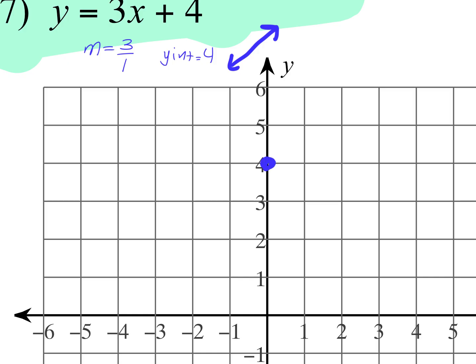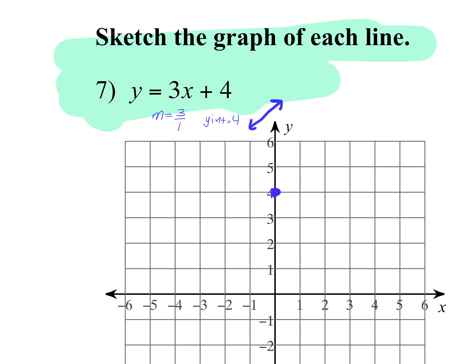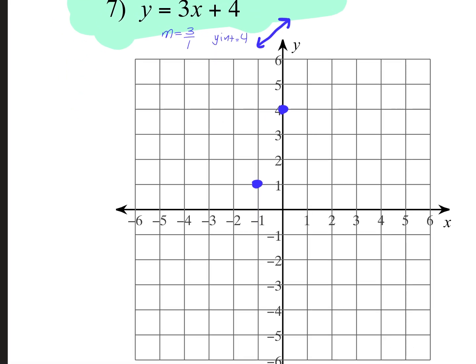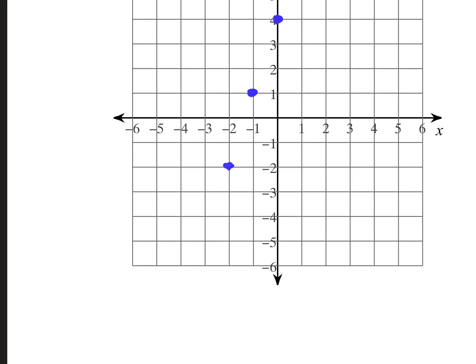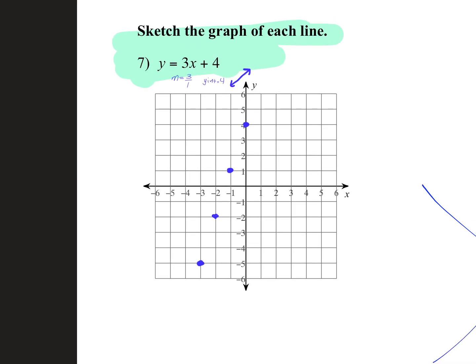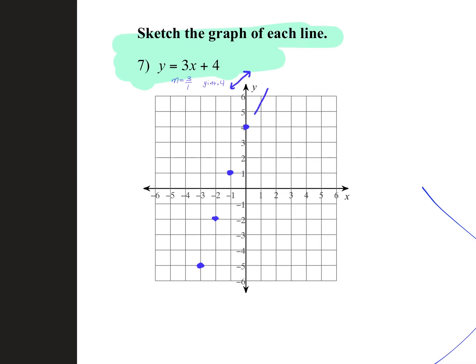So go to 4 on the y-axis and your slope is 3 over 1. So 1, 2, 3 over 1. 1, 2, 3 over 1. And then connect your dots. Pretend that's a real straight line.